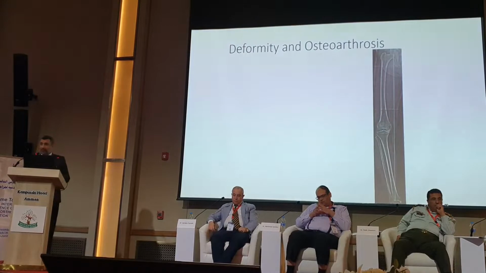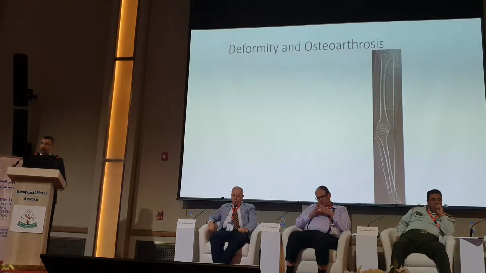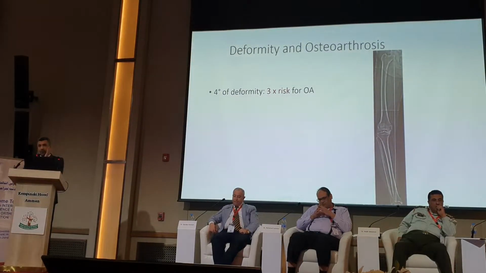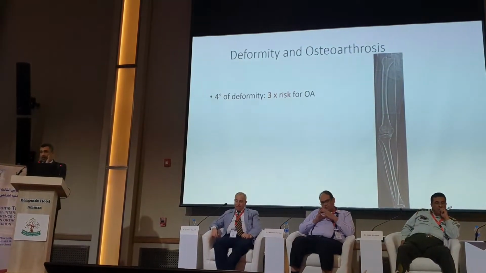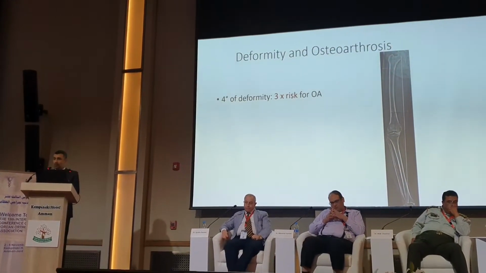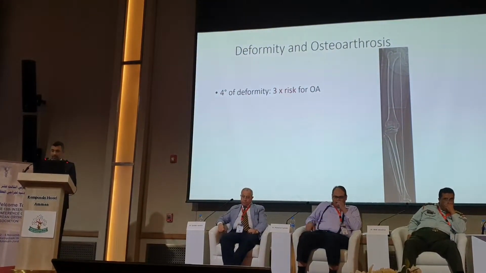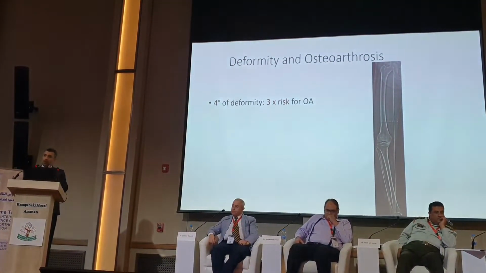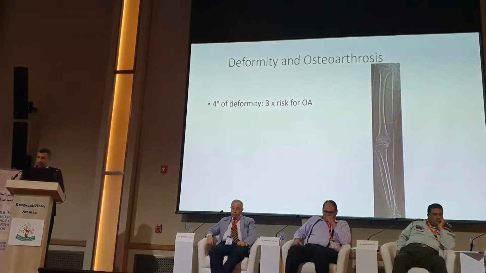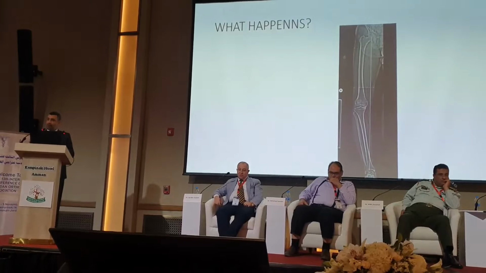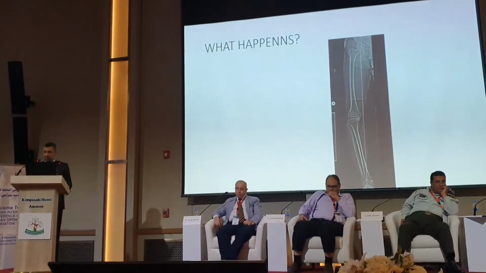Now, what's the relation between deformity and osteoarthrosis? We know from the literature that each 4 degrees of malalignment can increase the risk of developing osteoarthrosis by 3 to 4 times. And if the patient develops osteoarthrosis, he has a risk of progression 10 to 20 times higher. So you can see how malalignment affects the course of osteoarthrosis.